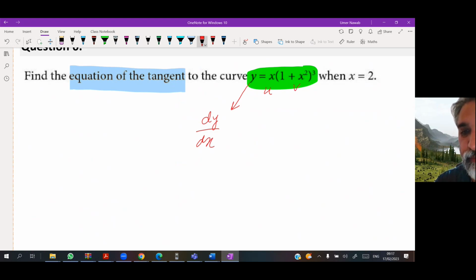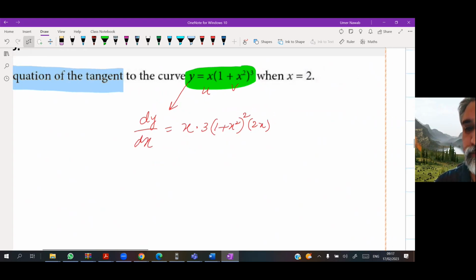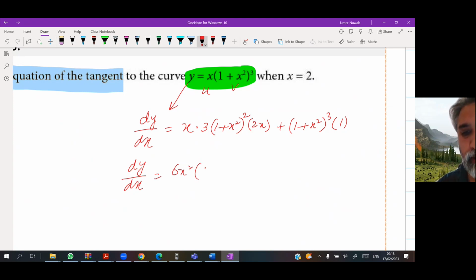This is u and this is v. So u as it is, v prime: 3 goes back, and from the power we take off 1, which becomes 2. Further derivative, don't forget, of 1 plus x squared, the further derivative is 2x, plus (1 plus x squared) raised to 3 as it is, and the derivative of x is 1. Now dy by dx, 2x and 3x will become 6x squared because they're outside the bracket, (1 plus x squared) raised to 2 and (1 plus x squared) raised to 3.